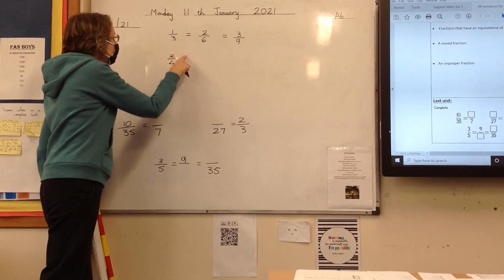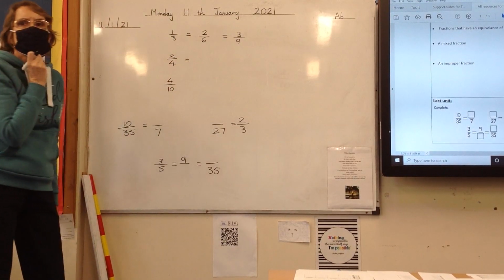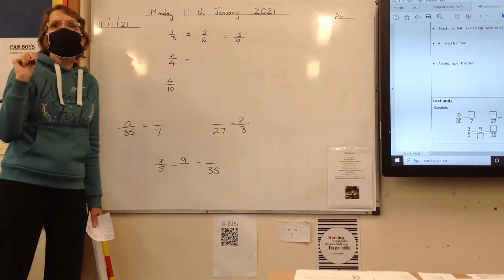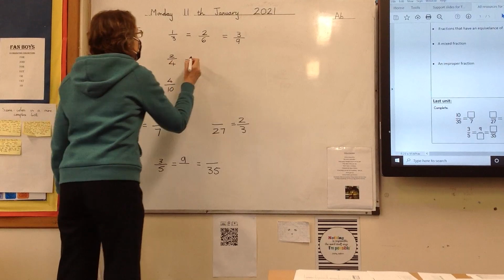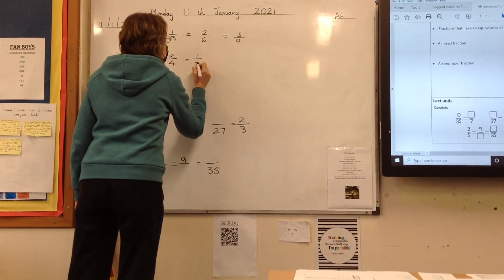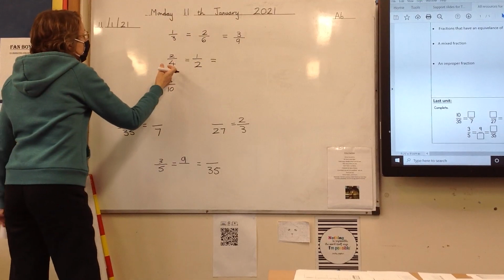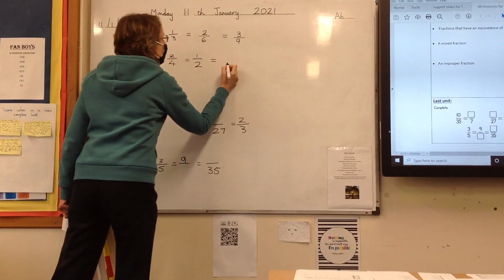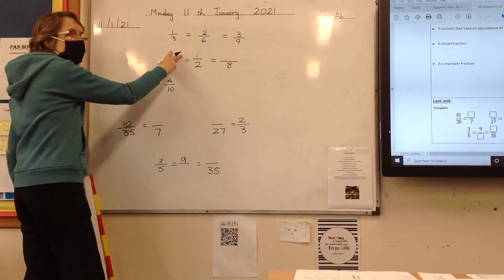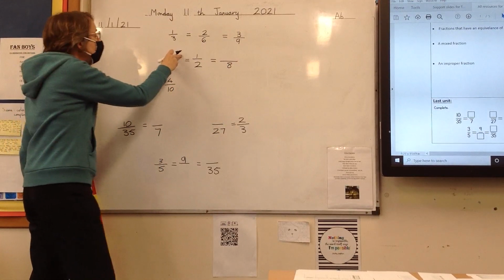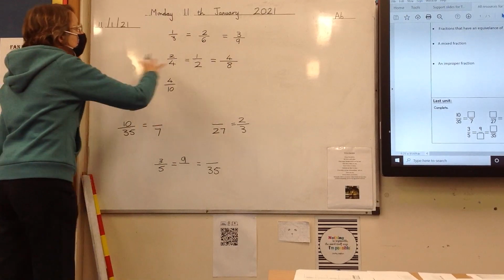Can anybody tell me anything that you have spotted about 2/4? What can you tell me about 2/4, Grace? It's half. It's equivalent to a half. So we could actually put that in. And then you could do the same. You could say to yourself, well, I'll double that 4 to make 8. If I've doubled the 4, what must I do to the 2 on the top? Double it, which is 4, and so on. Okay, you can find lots for that.